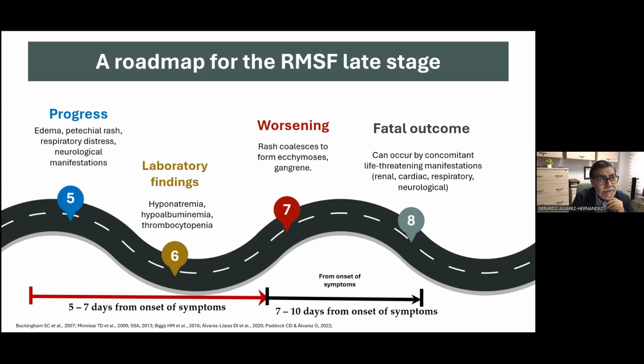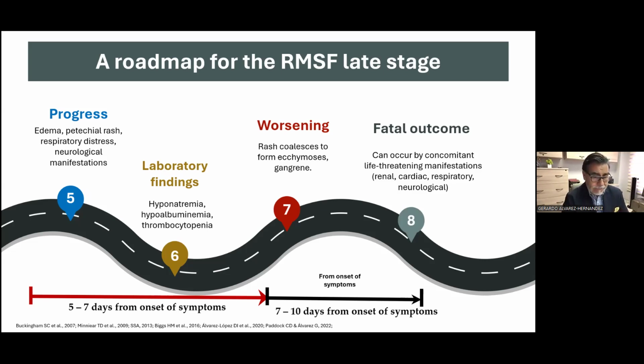And when I say rapid, I'm talking about less than 10 days. In our experience in Mexico, death can occur on average between the 7th and the 9th day from clinical onset. So it's a disease not only dramatic but rapid as well in the final outcome.